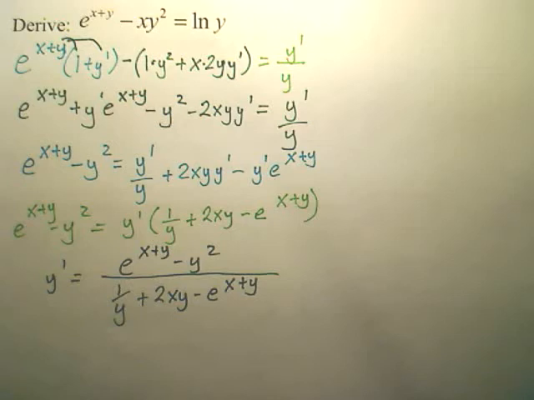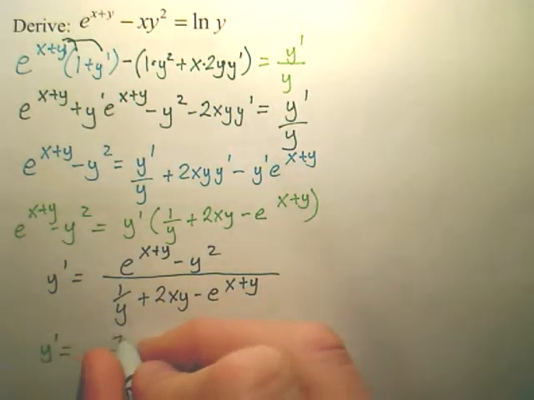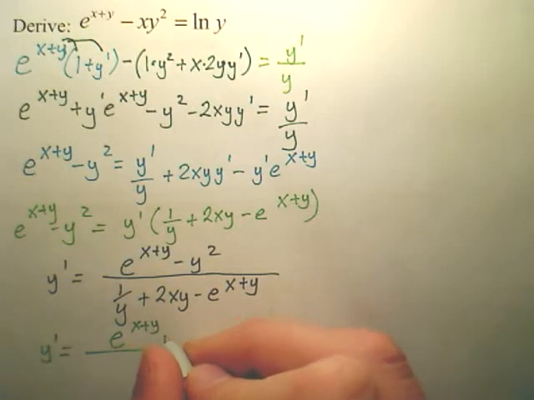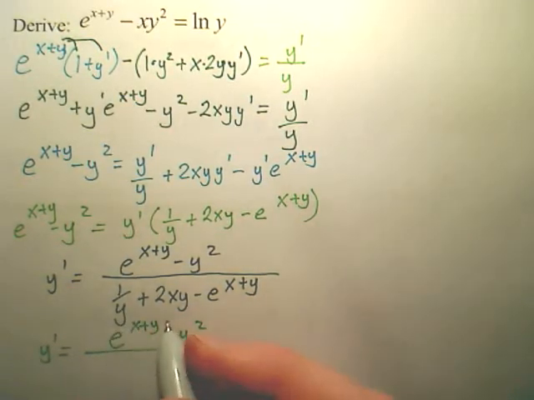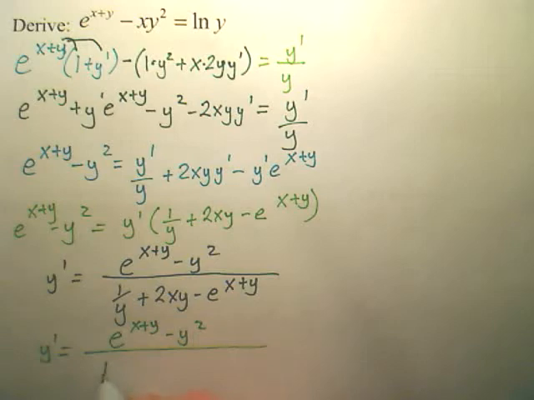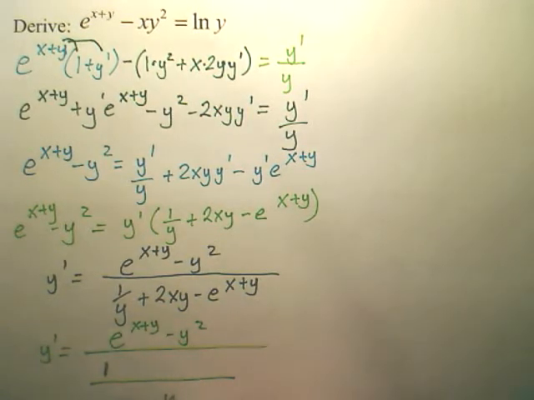Now that probably could be a decent answer, but we can do a little bit more. I'm going to keep going just to practice some. Let's get a common y. I don't like having that fraction there. So that probably would be a somewhat reasonable answer. But watch this. We have e to the x plus y minus y squared. This is going to be a 1. And the bottom is going to be y.